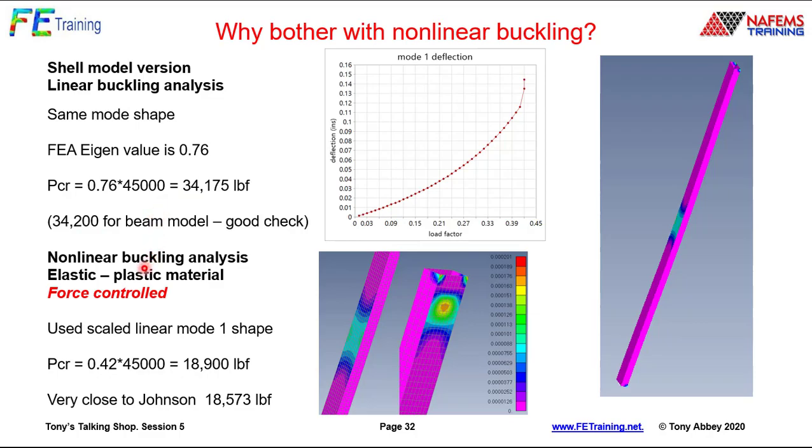Now let's do the nonlinear buckling analysis, and I'm going to have elastic plastic material. I've actually put about 10% of Young's modulus in as my plastic modulus. It's a very rough and ready way to do it, to get some work hardening in.